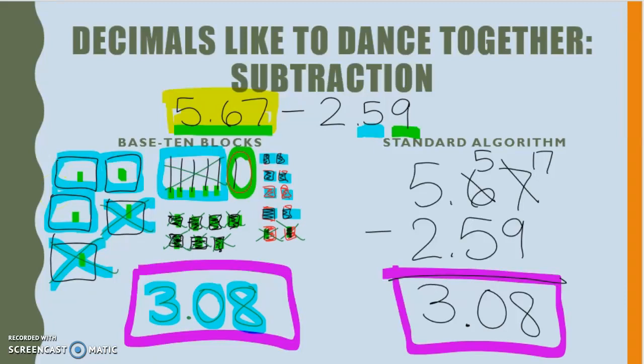If not, you can see it in the standard algorithm. This regrouping that we did right here is represented in this picture. And that's how we end up with the same answer. I hope that makes sense. Pretty neat, right?